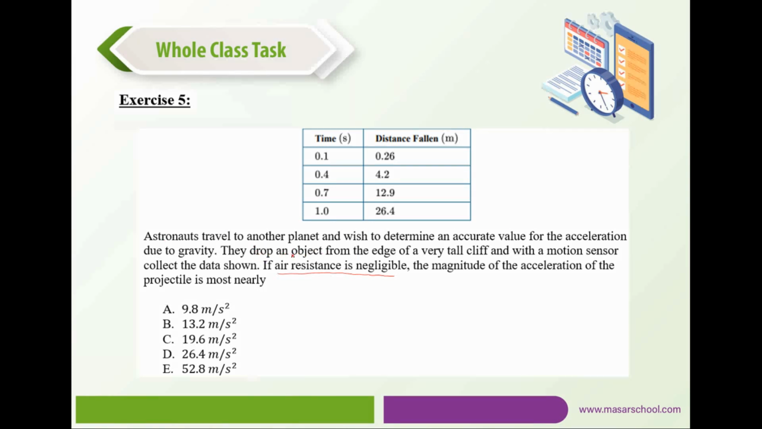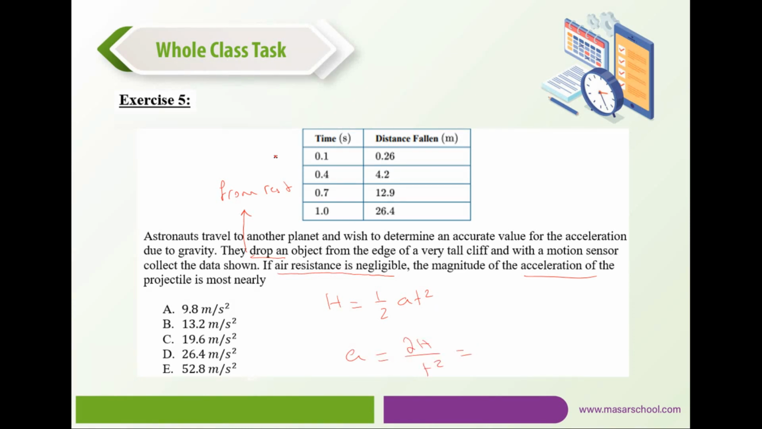Okay, they drop an object from the edge of a cliff. So here we assume from rest. Then we have time and we have distance. We're going to use the equation h equals half a t squared. And we need to calculate the magnitude of the acceleration. So a would be given by 2h divided by t squared.